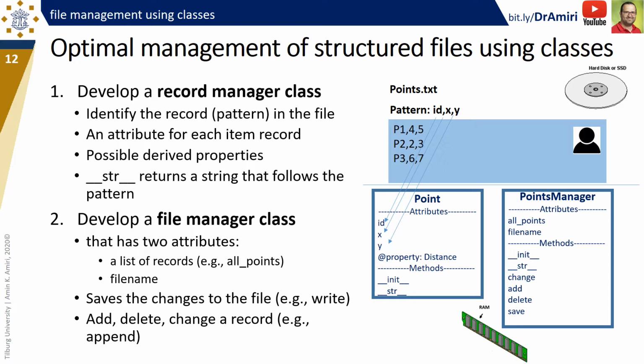The second class is the file manager class. In this case, I called it points manager. It has two attributes. First, the file name, and the second attribute is called all points here. Usually we have either a dictionary or a list that contains all instances of the class point, and those instances are set using the file points.txt.